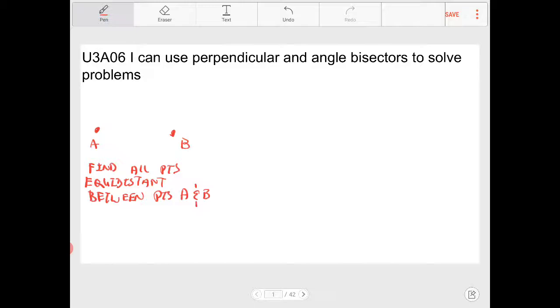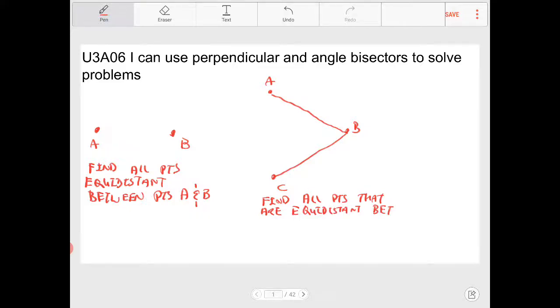Then similarly, I have another puzzle that's really similar to this. I have A, B, and C. I want you to find all points that are, again, equidistant between segments AB and CB. So pause the video, see if you can figure out how to construct this.